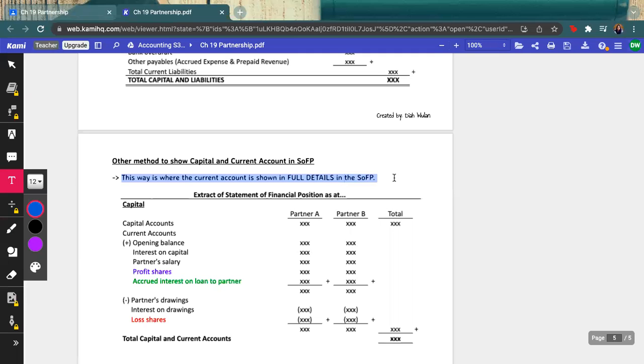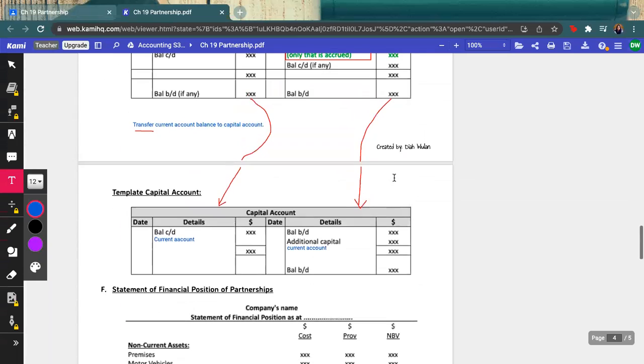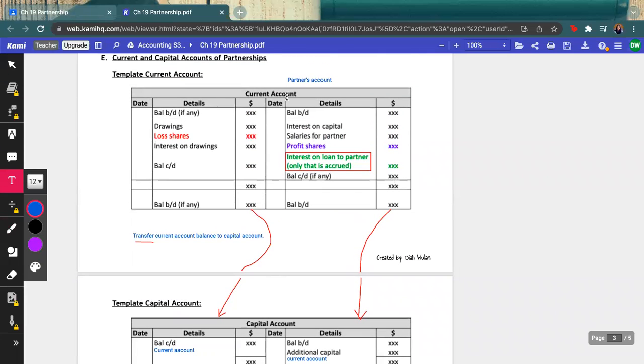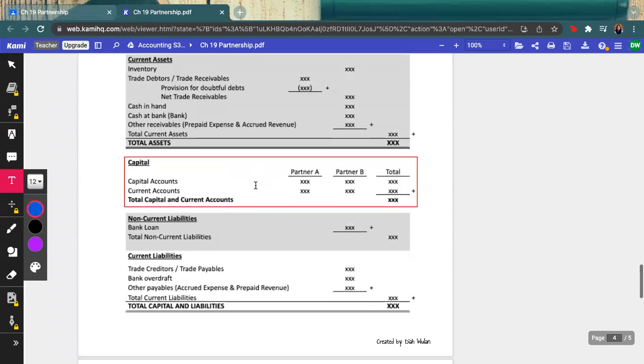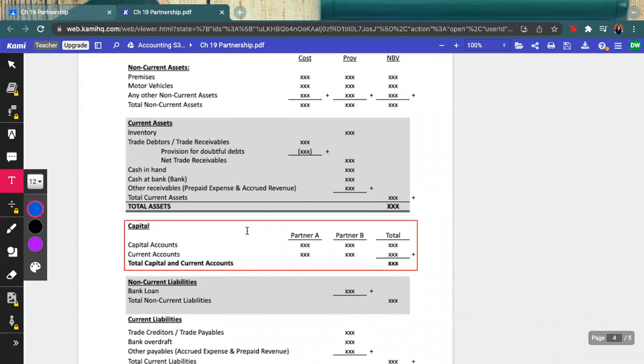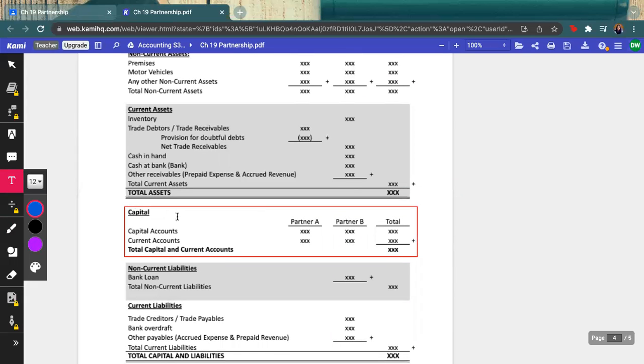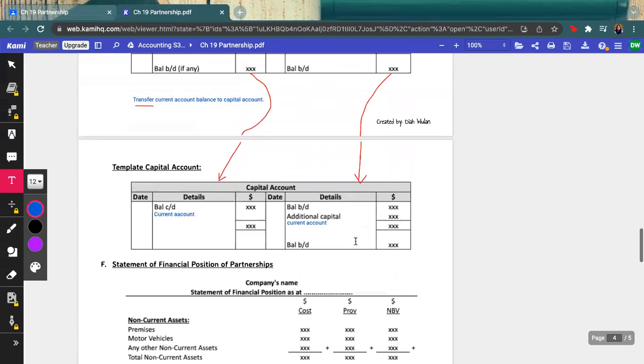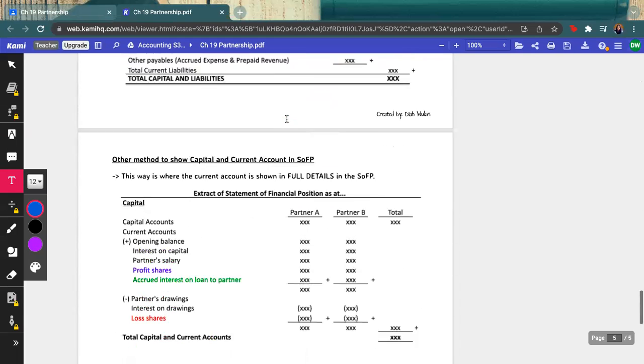Now, I have seen several questions in IGCSE that require you to do current account, not in the form of the account, but they want you to do the calculation of current account inside SOFP. Once again, inside SOFP. So if you see over here, capital part, capital account is here. And then when you do current accounts, you do not put it as simple as this, but you will break down this row into calculations of the account here. It will look like this.